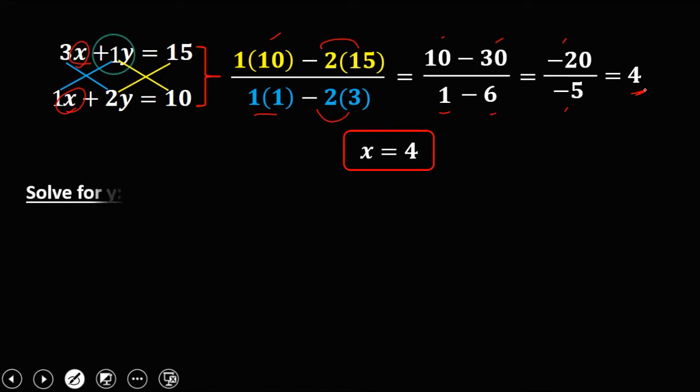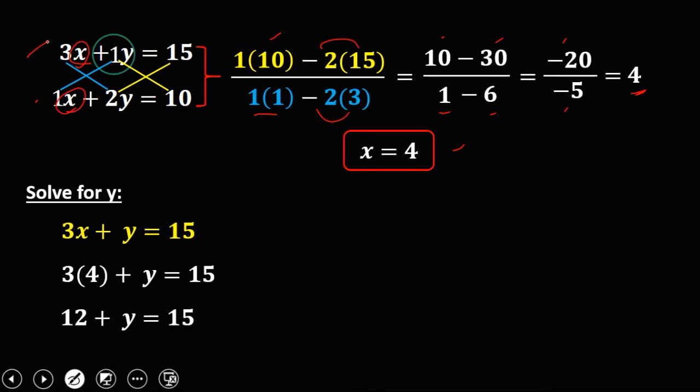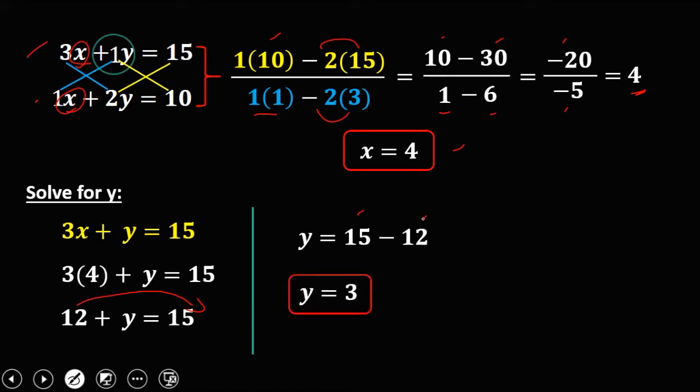Then to solve for y, just substitute this value into any of these equations. I prefer to use this first equation. Then substitute now your x. So that's 3 times 4, and 3 times 4 is 12. Then to solve for y, transpose. So that becomes 15, and this positive 12 becomes negative 12. And 15 minus 12, so y is equal to 3. So this is now the solution of this system. x is 4 and y is 3.